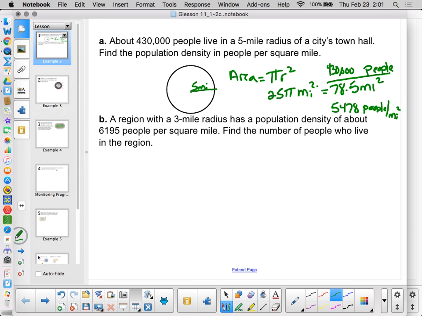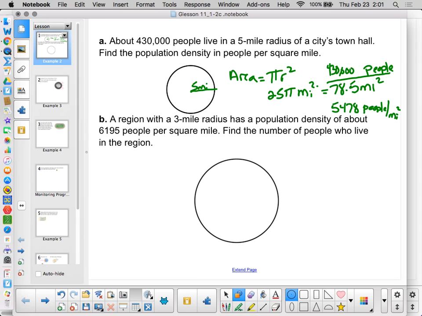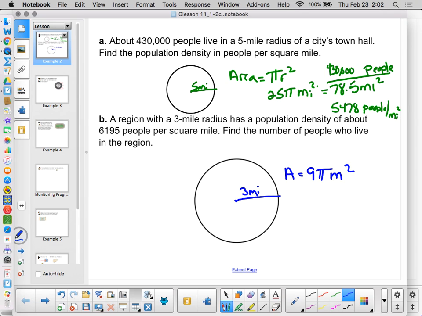So let's do another one. It says a region with a 3-mile radius has a density of about 6,195 people per square mile. Find the number of people who live in the region. It's a little bit different. It gives us the density this time. It wants to know how many people live there. But again, we have a radius of 3 miles. So my area of my circle is going to be 9 pi square miles, or 9 times 3.14. It helps if I push the right buttons on my calculator. 28.26.